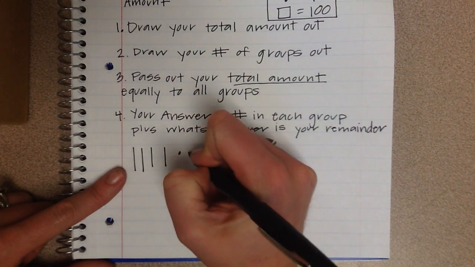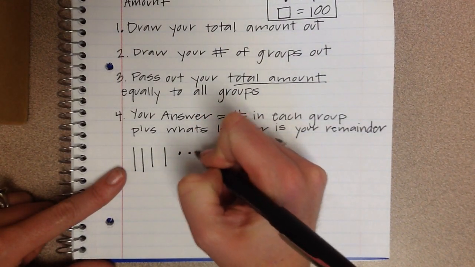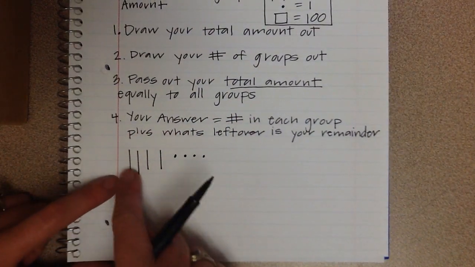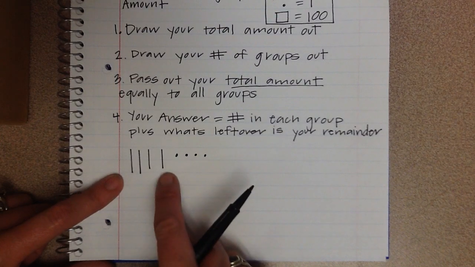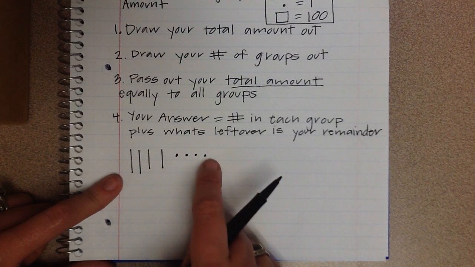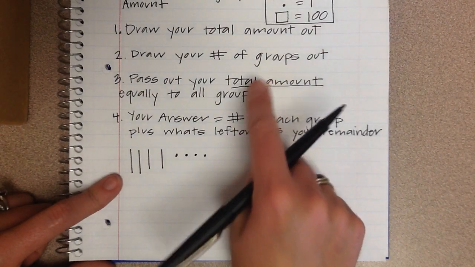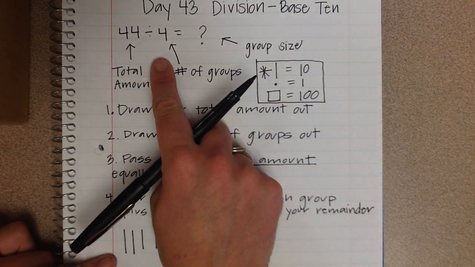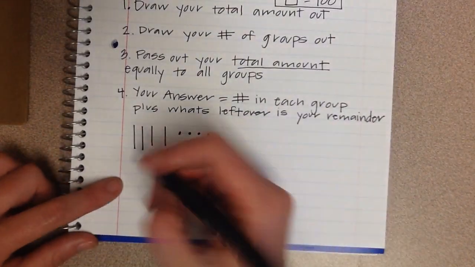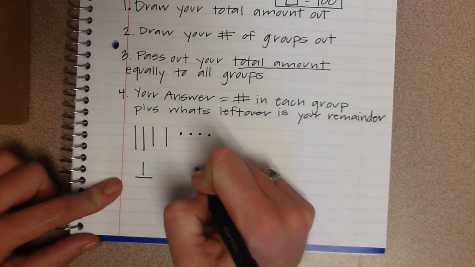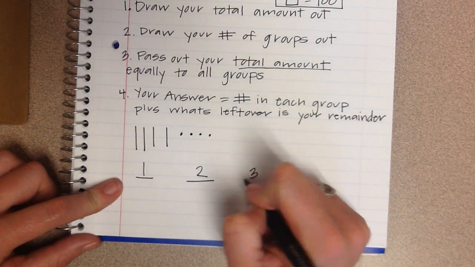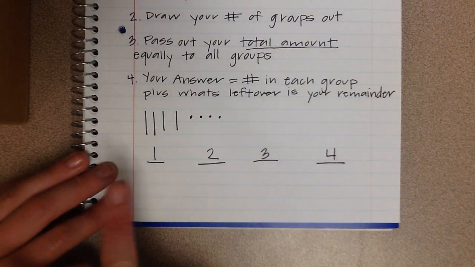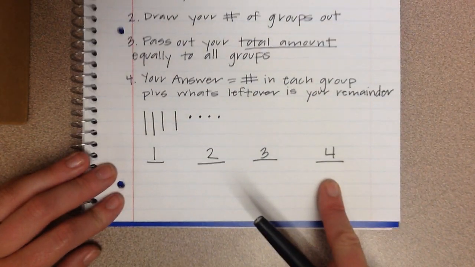And then I got to do 1, 2, 3, 4. So this represents 44. Here's my tens. 10, 20, 30, 40, 41, 42, 43, 44. Step number 2 says draw your number of groups out. My second number represents my number of groups. So I need to do 1, 2, 3, 4. So there, I drew my number of groups out. Group 1, group 2, group 3, group 4.